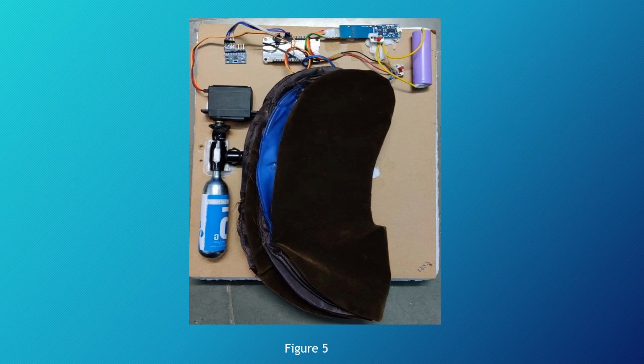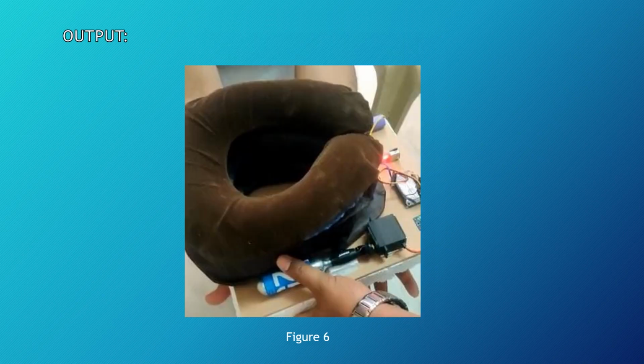This is the image of the prototype when there is no inflation, that is, before the ejection of CO2 gas into the airbag. This is the image of the final output of the prototype, that is, the airbag is inflated with CO2 gas with the taken threshold values.